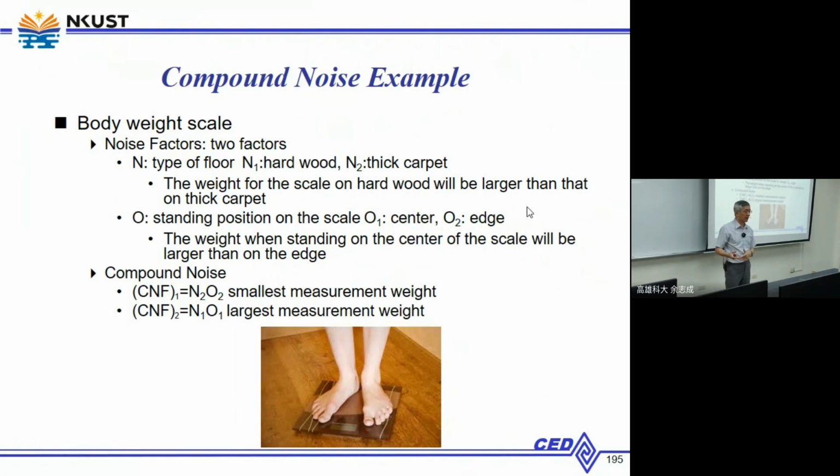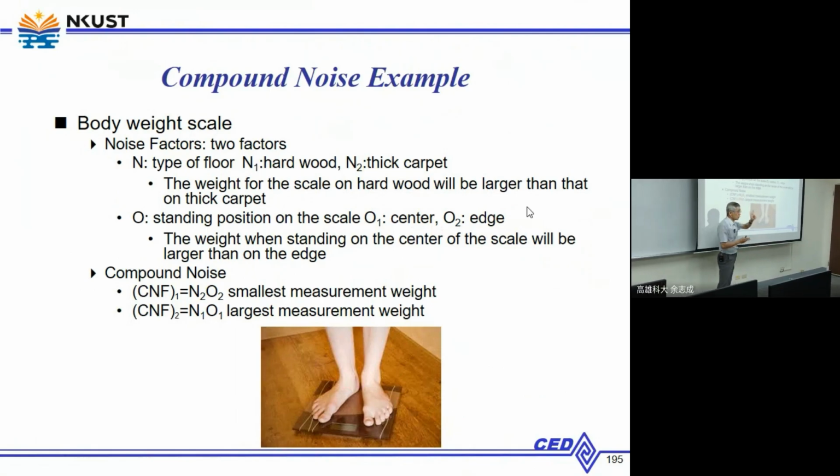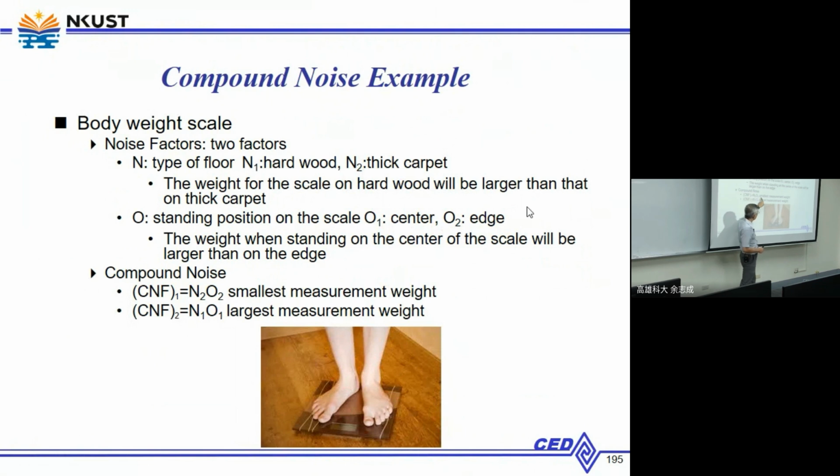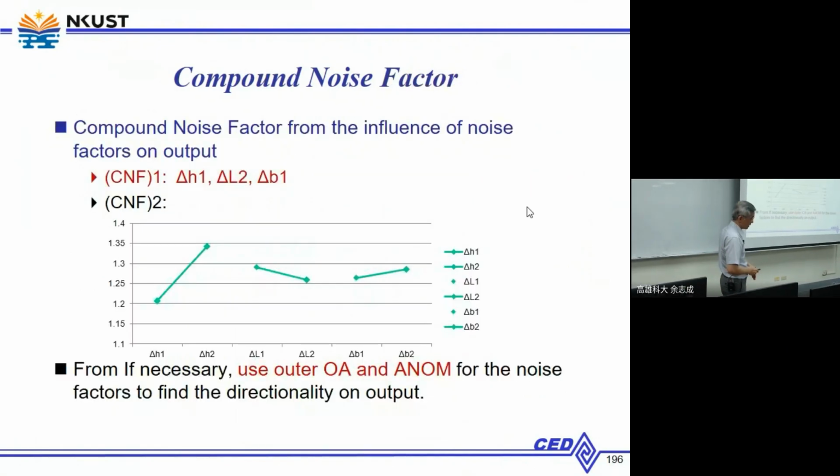You cannot control the customer, the user, where to stand or where to put their bathroom scale. But for a designer, you can find out these two extreme conditions and try to come up with these two combinations of noise. The first one will make the smallest output. The second one will make the largest output. So this is how we select the compound noise factor.